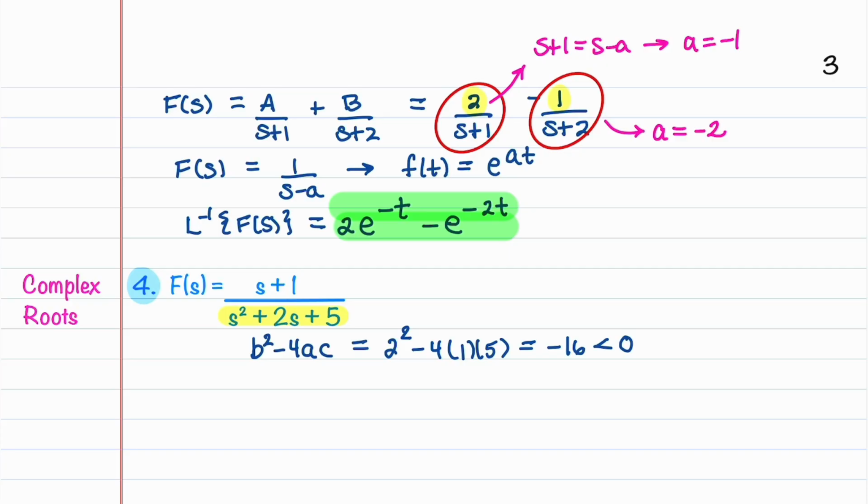That means we are going to have complex roots, and we can't factor it into real linear factors. So let's just write down: no linear factors.